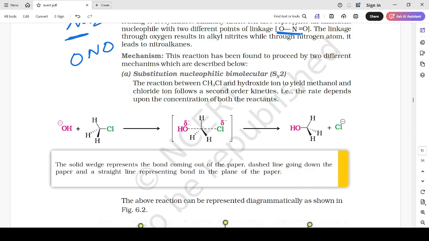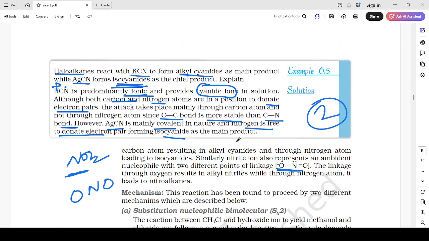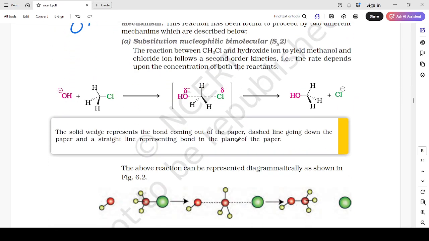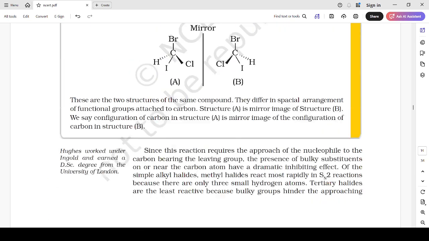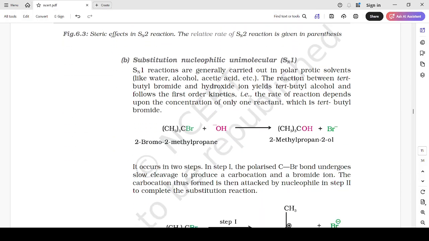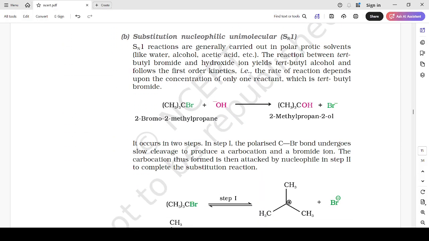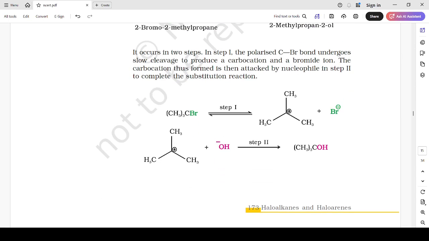Let's go with our NCERT now. We are discussing the nucleophilic substitution reaction. SN1 reactions. Look at this. They have taken a tertiary alkyl halide and a nucleophile is coming for an attack. What has happened? Step number 1.